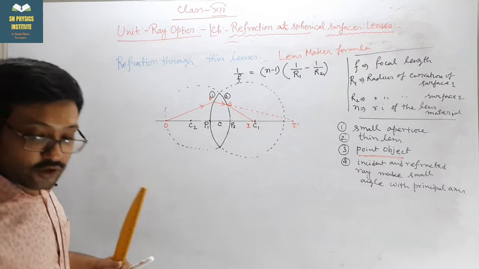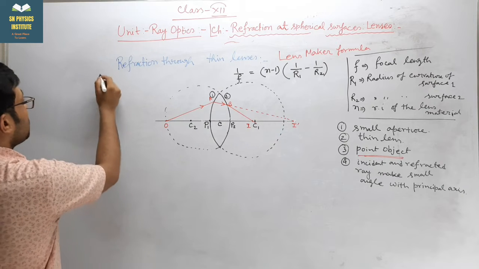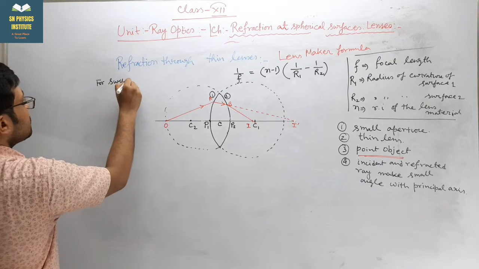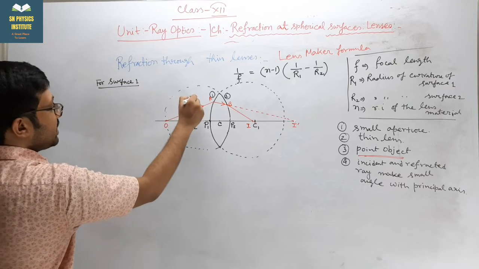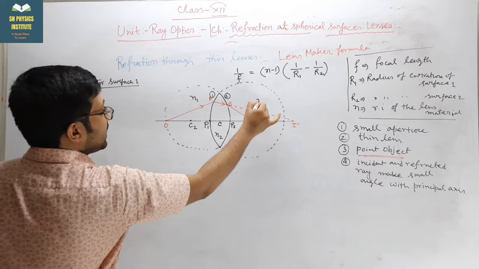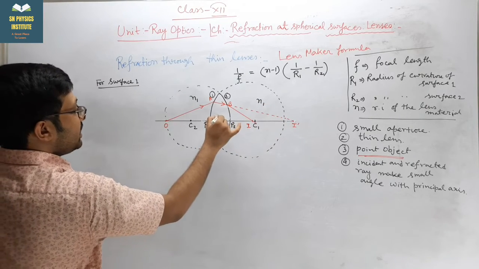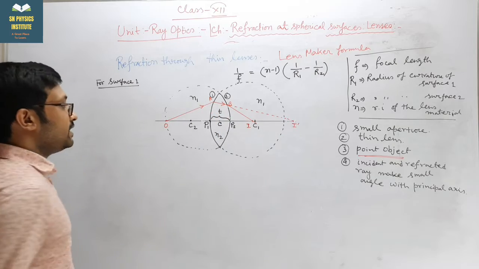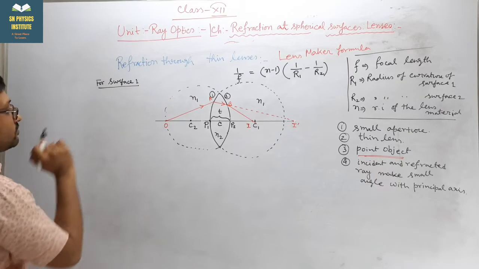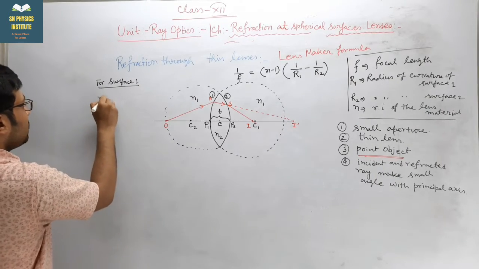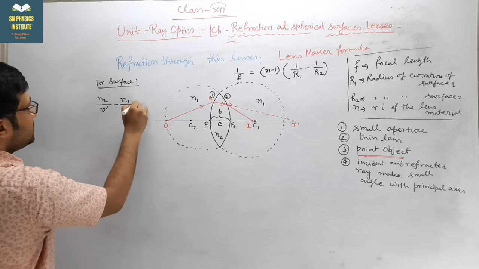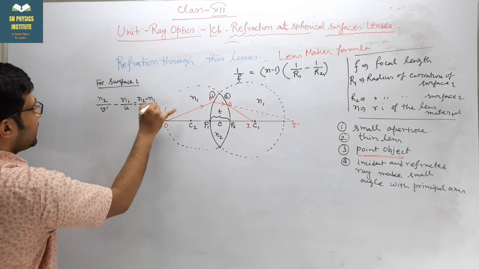So now here we have to assign object distance, image distance and radius of curvature. See, what is your object distance for the first surface? Here I am writing for surface 1. This is the rarer medium, it has refractive index n1. It is a denser medium, refractive index n2. Again it is rarer medium n1, and the thickness of the lens is T, and T is very small. So for surface 1, here I can write n2 by v prime minus n1 by u is equal to n2 minus n1 by R1.